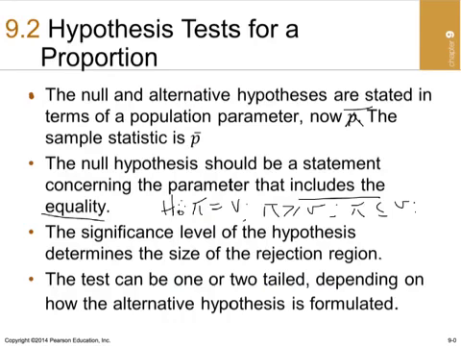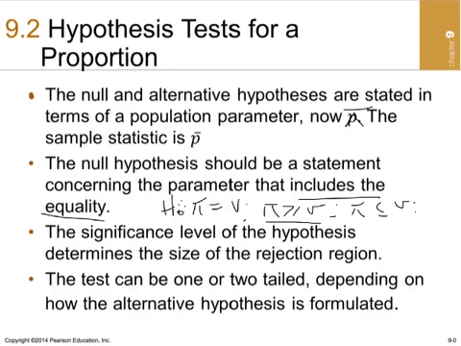Okay? The significance level of the hypothesis determines the size of the rejection region. We've been through that before. The test can be done on a one-tail or two-tail depending on the alternate hypothesis. So in a case where our null hypothesis says that pi is greater than or equal to a value, then the alternate would say that pi is less than that value, which means that it's a one-tail test in the left, less than. Think less in the left.